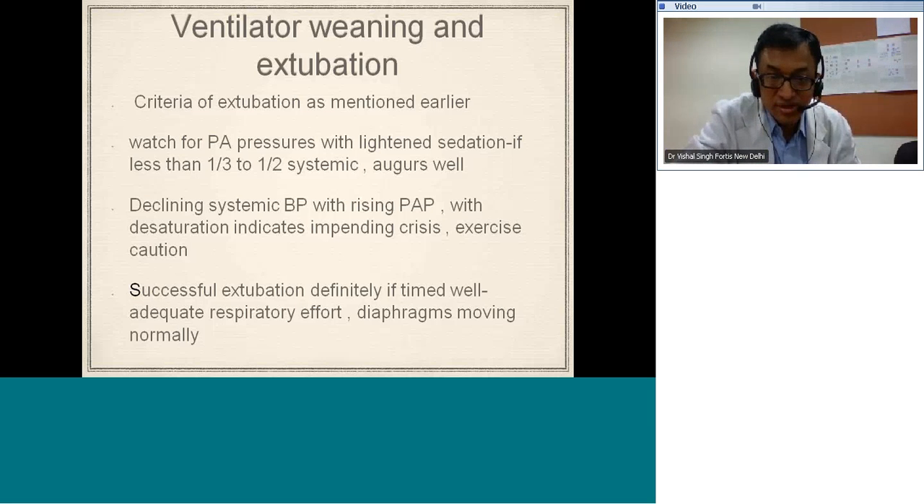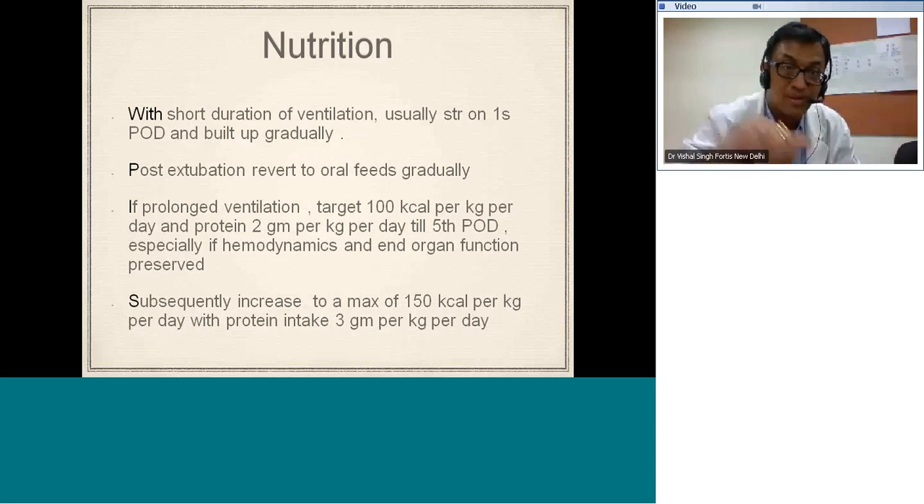Successful extubation can definitely be achieved if timed well, with all the criteria which we have already discussed, all the points and parameters satisfied, besides adequate respiratory effort and the diaphragm moving normally. So in our unit, as a policy, we check the diaphragm for every cardiac patient below 5 kilos, as to whether the diaphragms are moving normally while they are on pressure support ventilation.